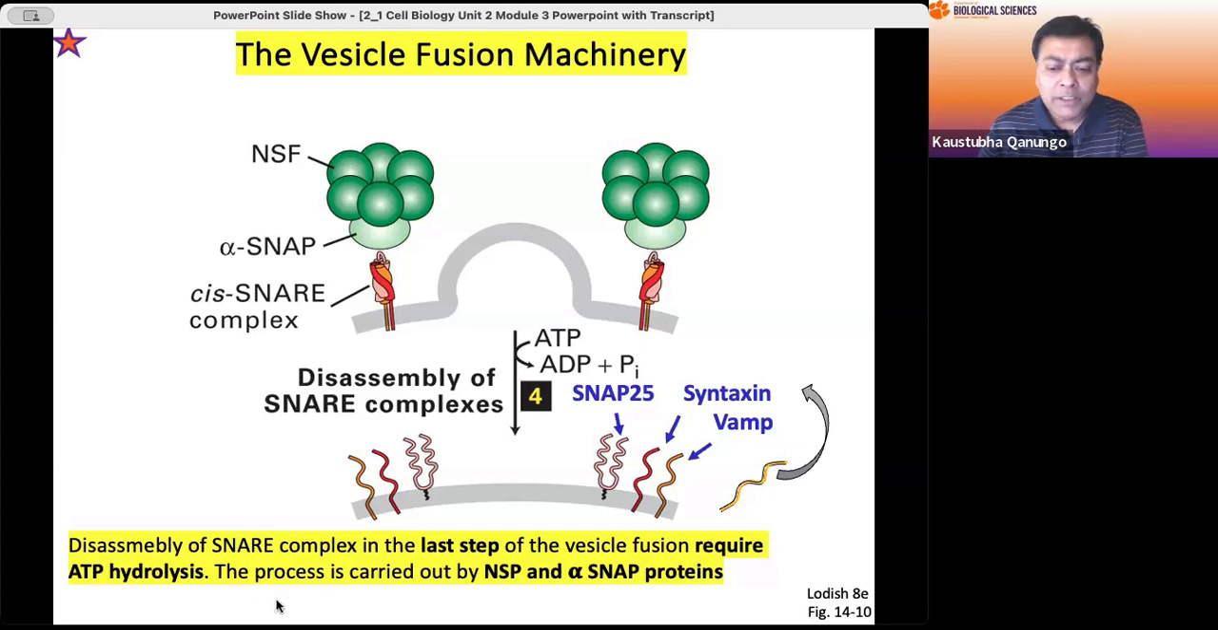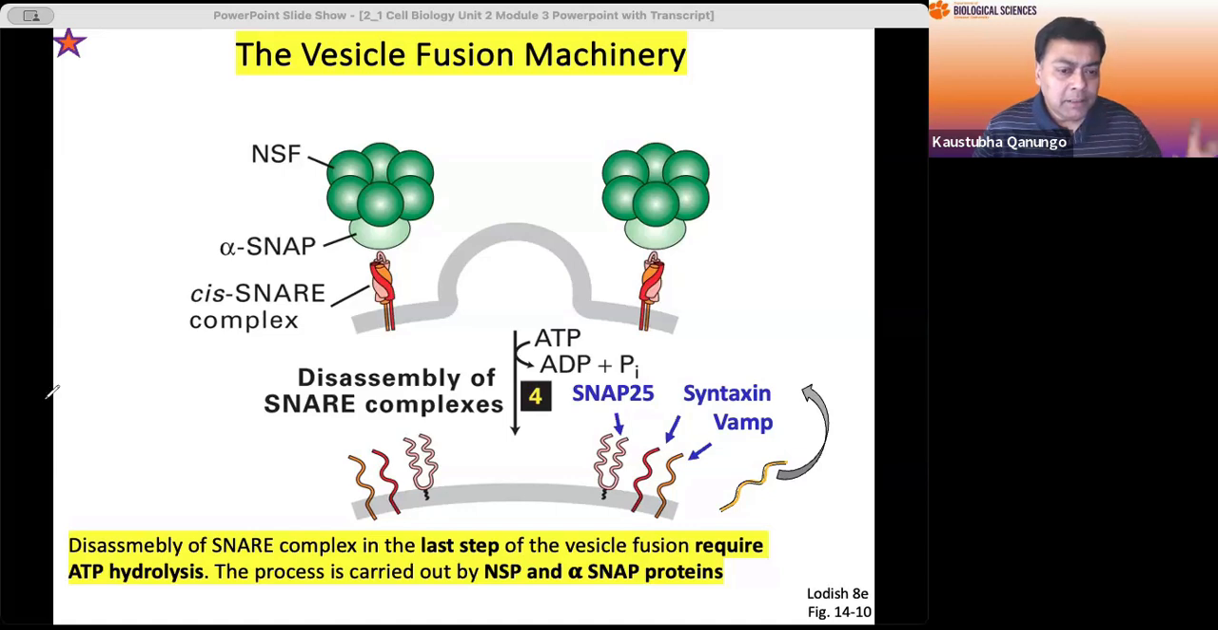So what is the question we ask from here? Which of the following is the last step in vesicular transport of protein that requires hydrolysis of ATP? Again, remember that. The disassembly of the SNARE complex is the last part, with the help of NSF, not NSP. Just make sure of the typo here, I will correct it. This is NSF and alpha-SNAP. So this is the overall process.